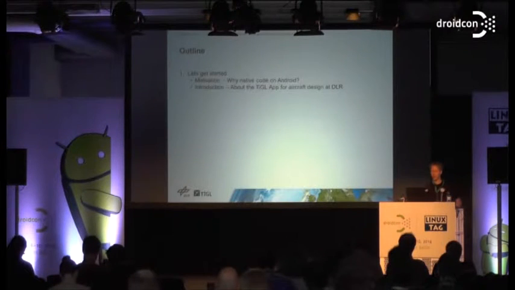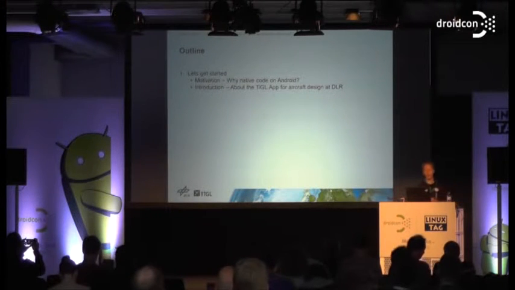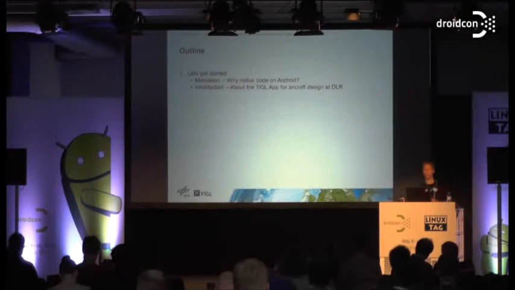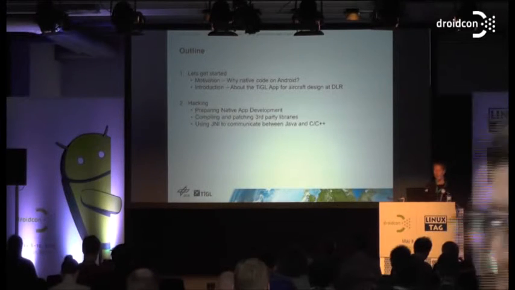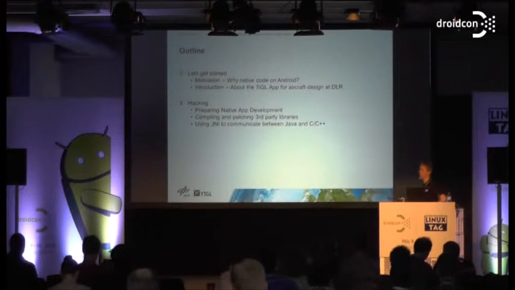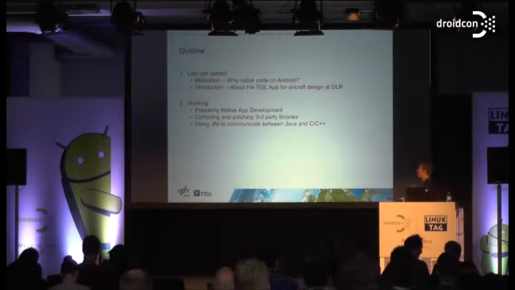So, a short outline of my talk. Some introduction. I want to talk about why you want to have native code with Android. And I want to talk about our app that we ported to Android, which is used at the German Aerospace Center for aircraft design. And I'm going to talk a bit about hacking, all the steps that you have to go through when you want to do native app development.